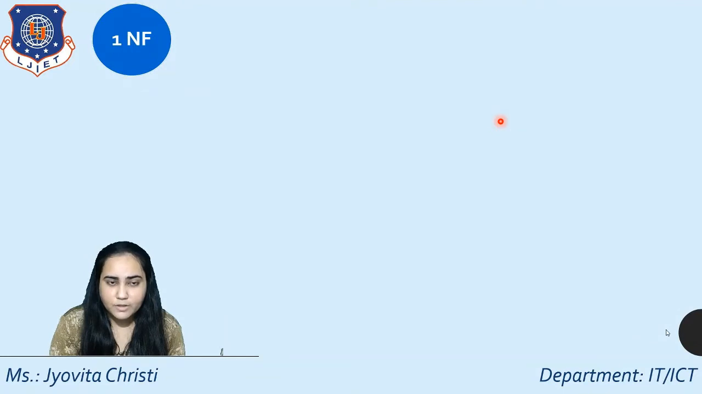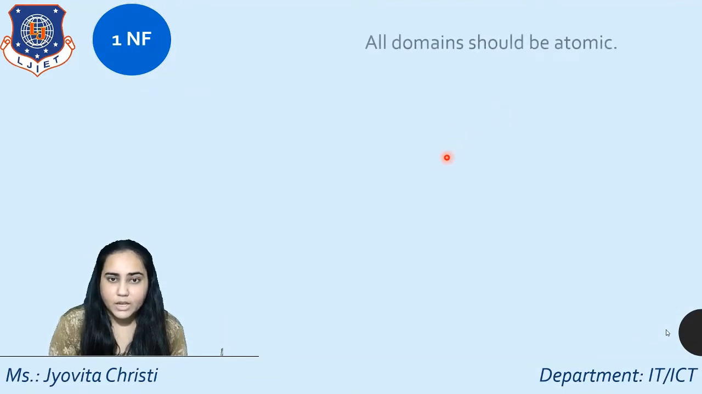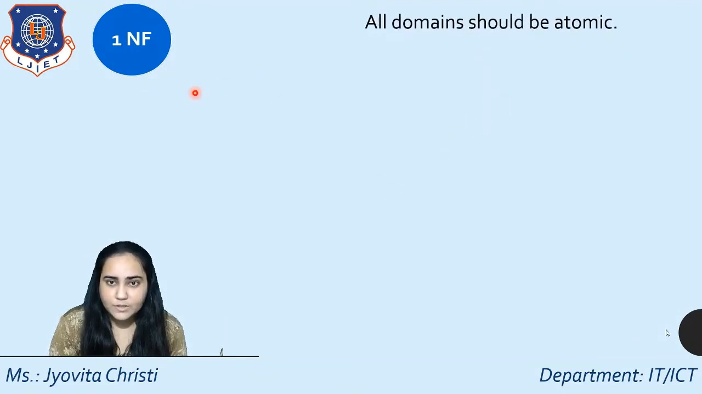So 1NF stands for the first normal form. And the rule here is that all domains should be atomic. So atomicity means you have domains which contain only one possible value. So it should not happen that you have domains that are non-atomic. For example, phone number. A person could have several phone numbers, and these phone numbers always have to be stored in separate rows. If they are stored together in the same row for each person, then that column becomes non-atomic.